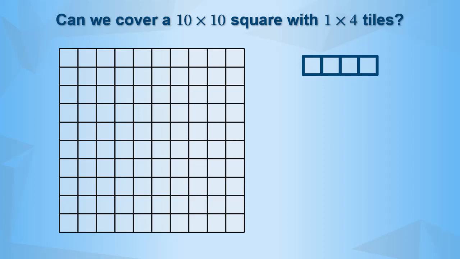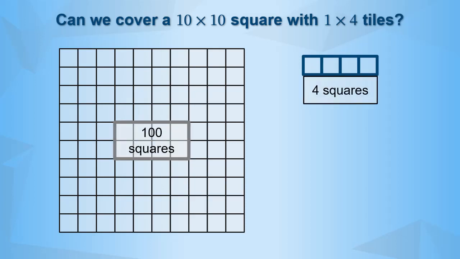For solving the problem, it is convenient to represent the board as a grid of small squares, size 1 by 1 each, as shown on the drawing. So the board consists of 100 squares, while there are 4 squares in each tile. Therefore, a possible tiling must use exactly 25 tiles. Please pause the video and think of the ways to solve the problem.